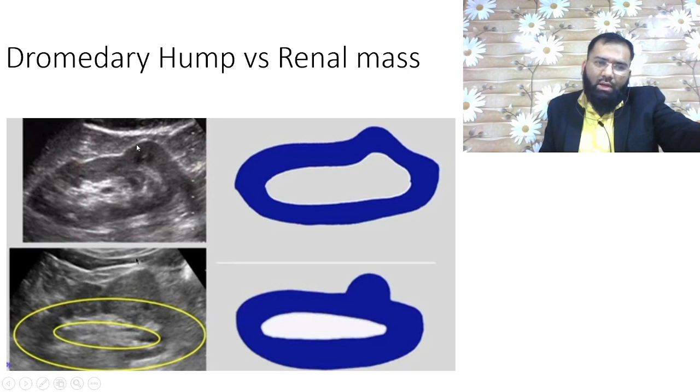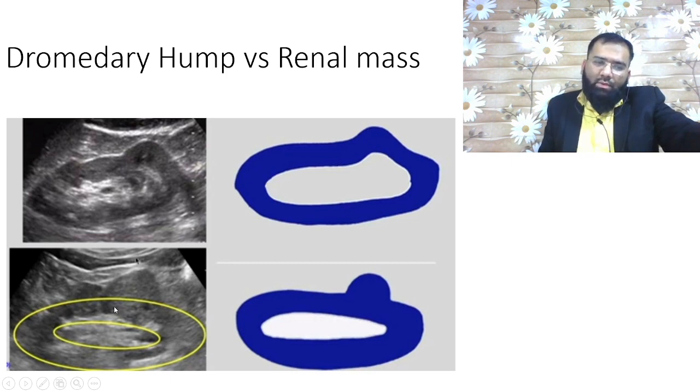This is a hump over here. This is called dromedary hump. But how will you differentiate whether it's a mass or not? You have to look at the thickness of the kidney throughout. If you see the thickness at the upper pole and thickness in the dromedary hump region, you will find that the thickness is uniform.